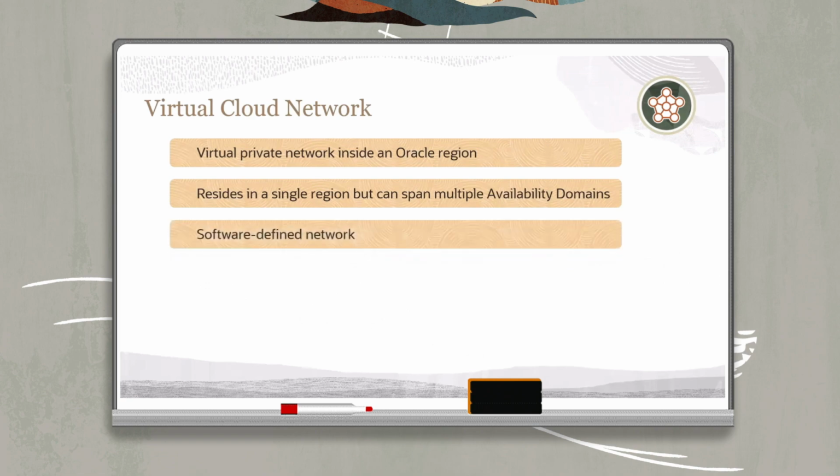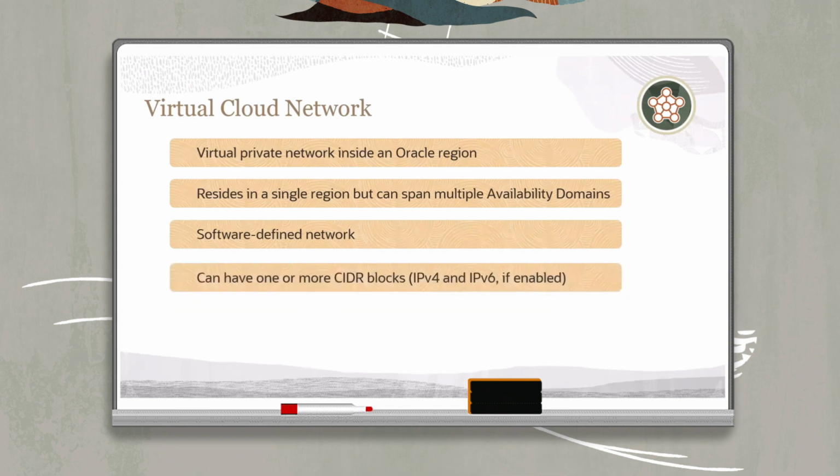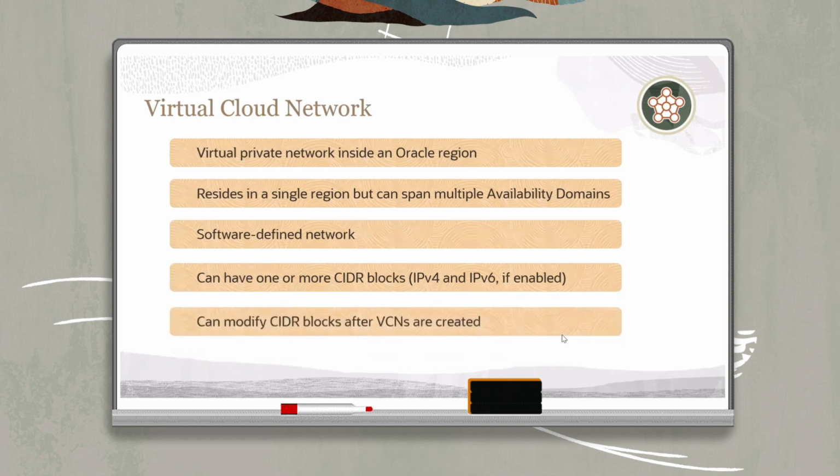Then it's basically a software-defined network, right? As I mentioned, it's a virtual private network inside your OCI region. I have already discussed that you can have one or more CIDR blocks. Basically, you can have up to 5 IPv4 addresses and up to 5 IPv6 addresses, but having at least one CIDR is mandatory. And the best part is you can also change the CIDR blocks even after you create the VCN.